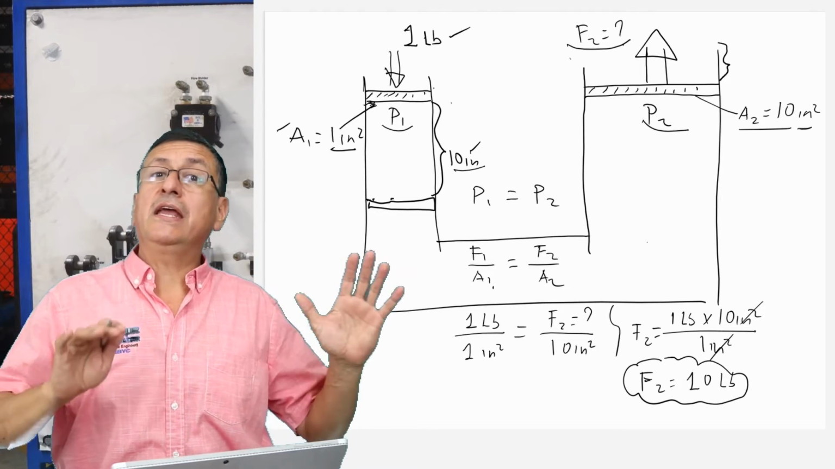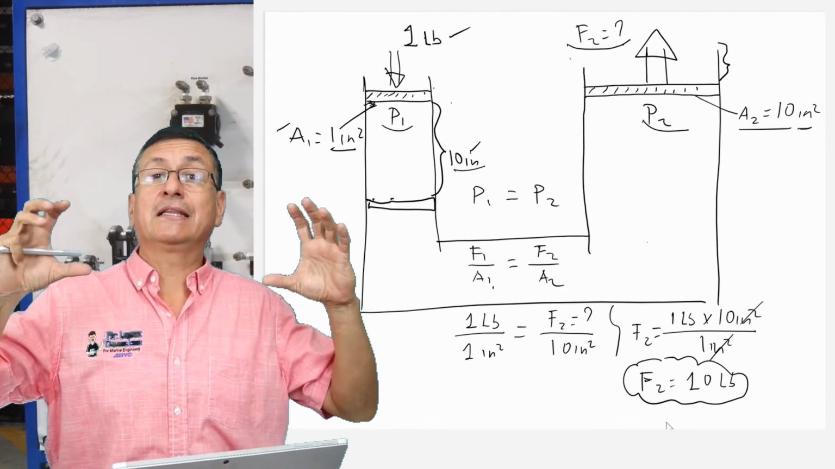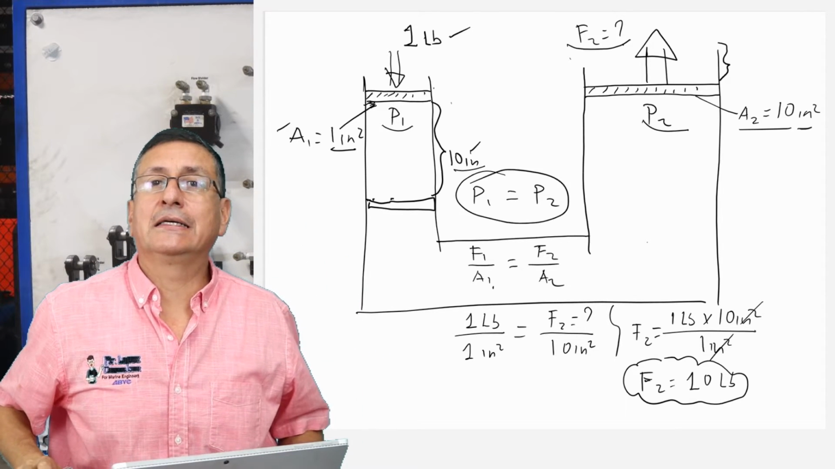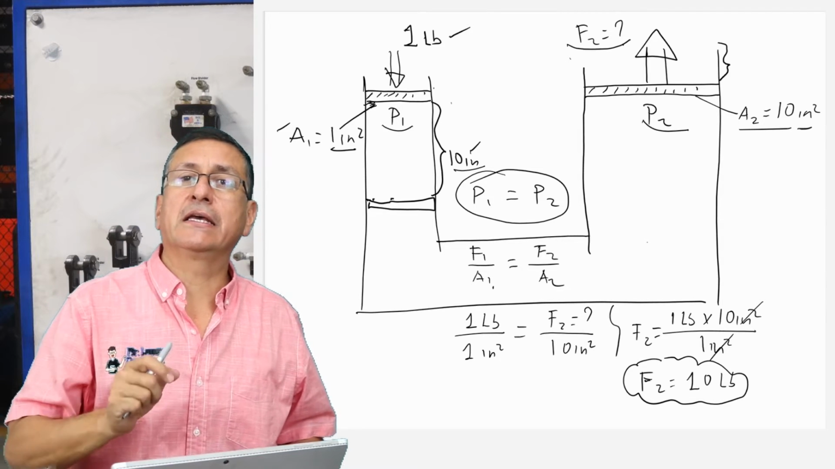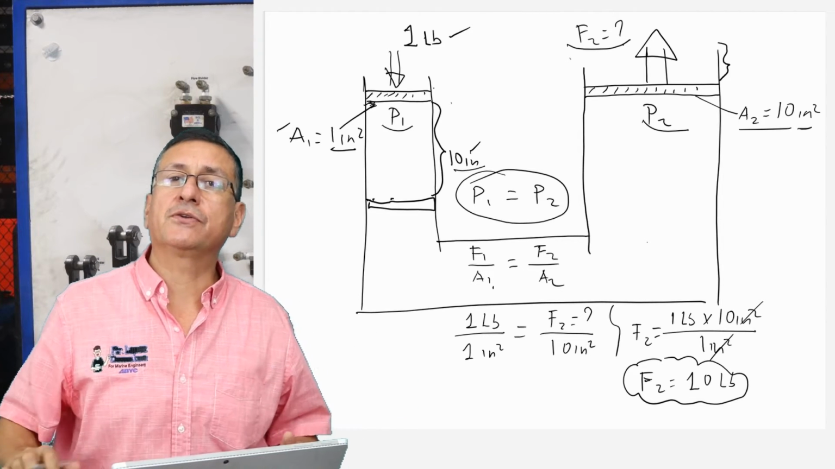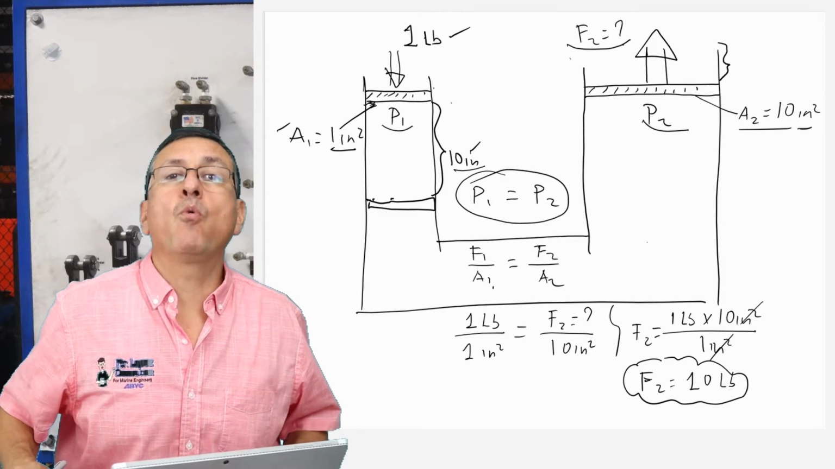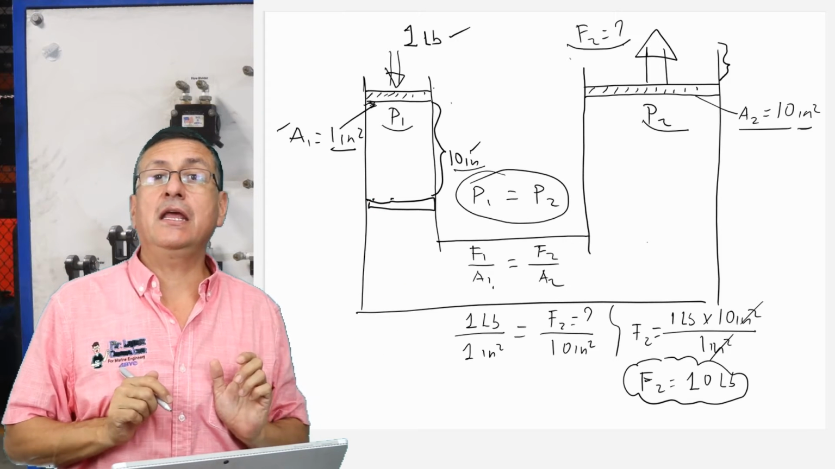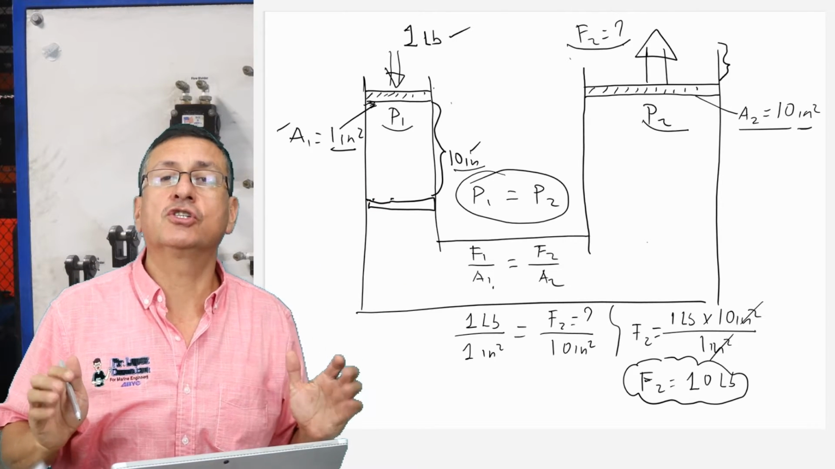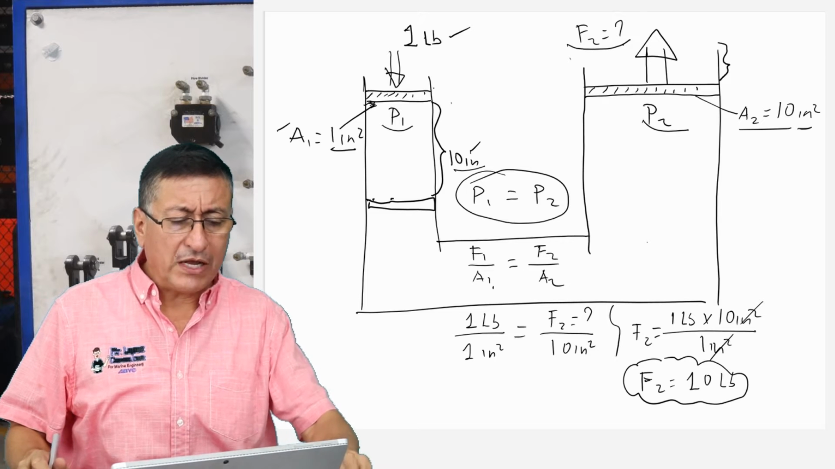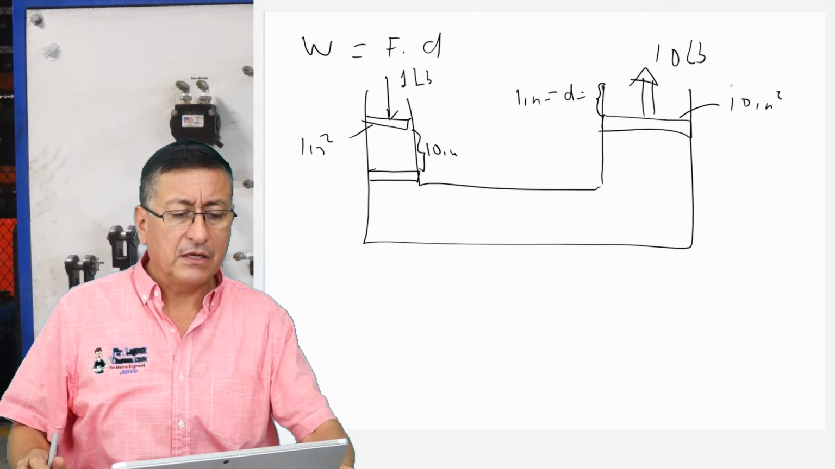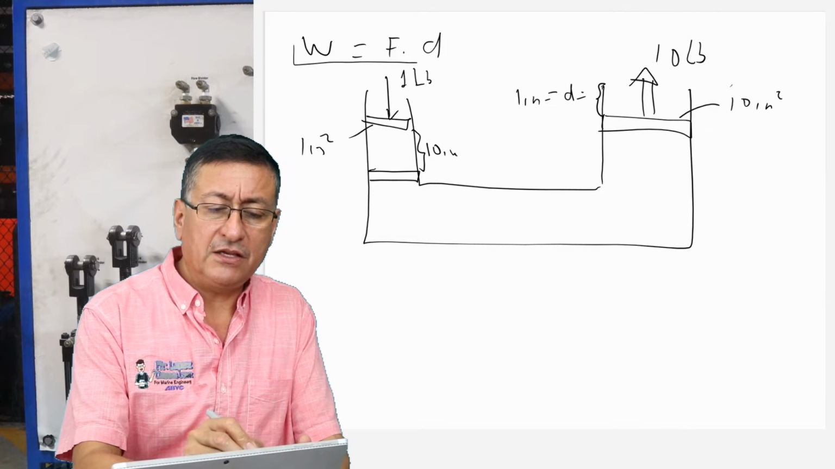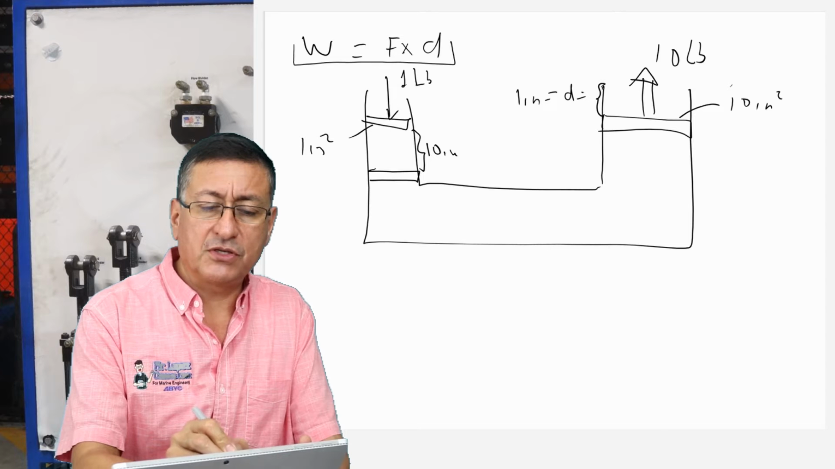To calculate the output force, we used one concept that stays constant, the pressure. But there is another concept that stays constant, similar to the pressure: the work. If the pressure is constant internally, the work is constant. You remember the formula to calculate the work, my friends? What is the formula to calculate the work? Work is equal to the force times the distance.